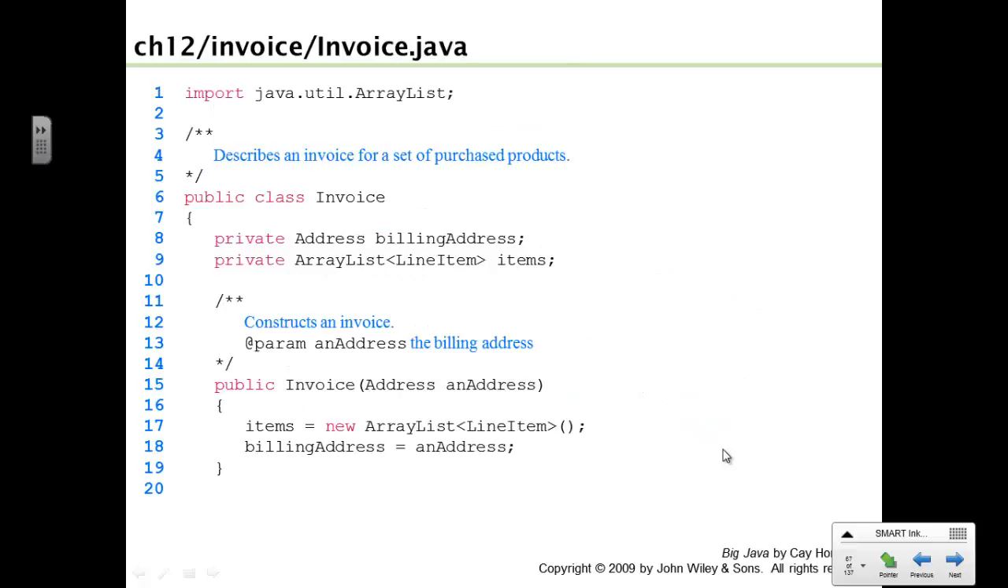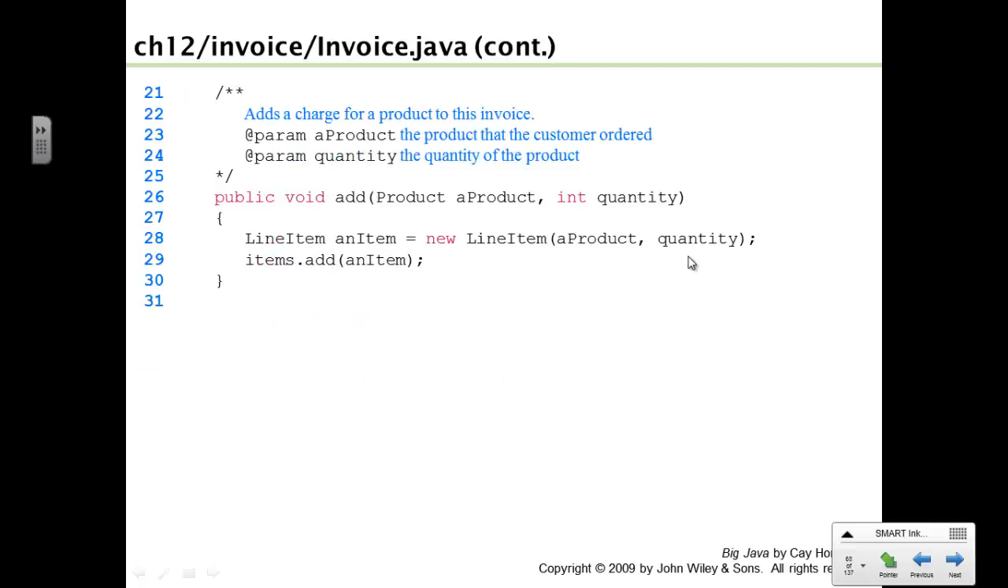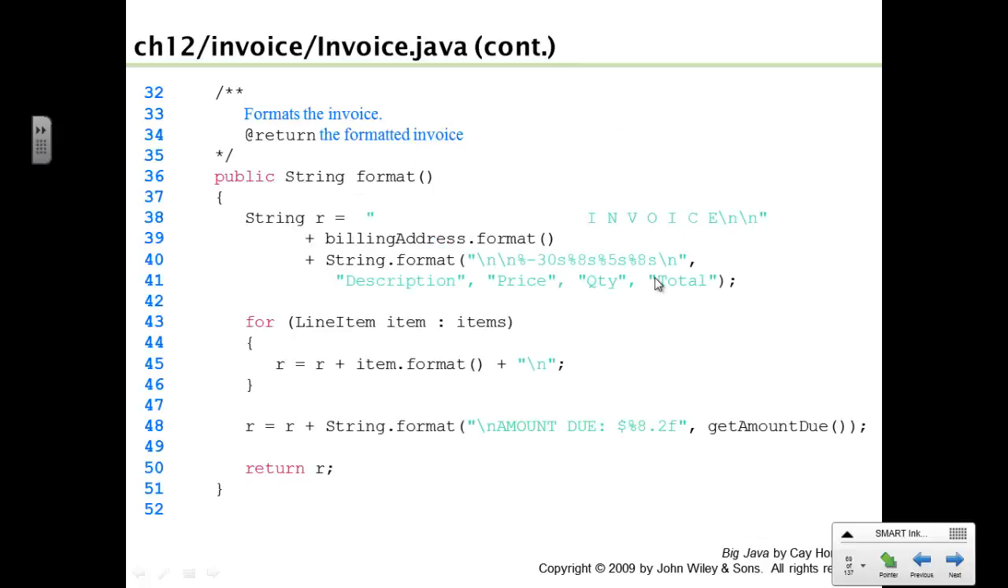So the invoice class, import array lists. I've got my billing address and my line items. So initially I just set my address, and I initialize my array list. Okay, I need to be able to add products. I'm going to obviously add them one at a time with the product and how many I bought as you go through. So line item, an item is a new line item, product and my quantity from my parameters, and then add them to the list. So generate a unique line item, add that item to my array list.